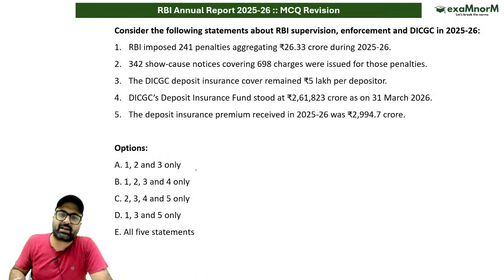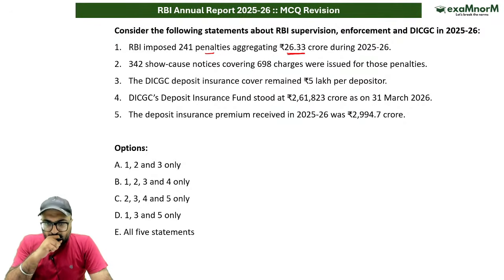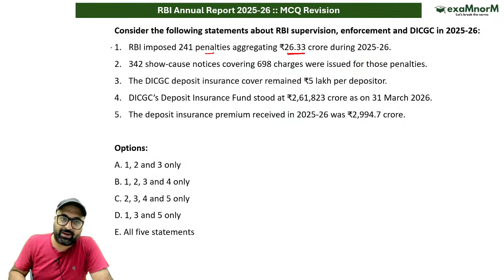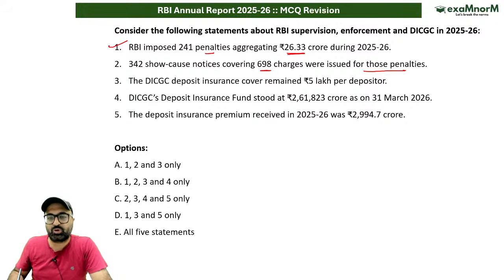अगला क्वेश्चन क्या कहता है सर? आरबीआई हैज इम्पोज्ड 241 पेनल्टीज aggregating 26.33 crores. Is it correct? So this is word by word correct. 342 show cause notices covering 698 charges were issued for those penalties. ये वाला पॉइंट मैंने बस इसलिए लिखा है कि ऐसे डेटा को आपको याद नहीं करना. Just you have to remember first data, that is more important.